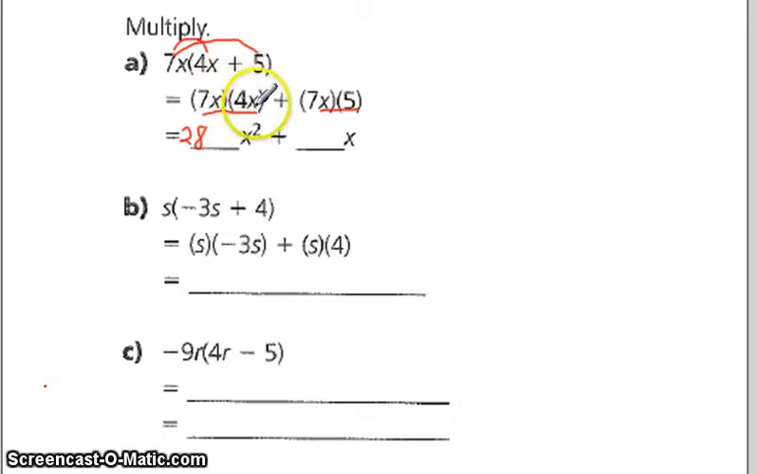Now, x times an x, that just gives me an x squared. Okay, so I'm left with 28x squared. And over here, I have a letter and a number multiplied by just a number. So I just do my numbers as normally. 7 times 5 gives me 35. And x times no letter, I'm just going to be left with x. So x times x gives me x squared. X times just a number will just be x.